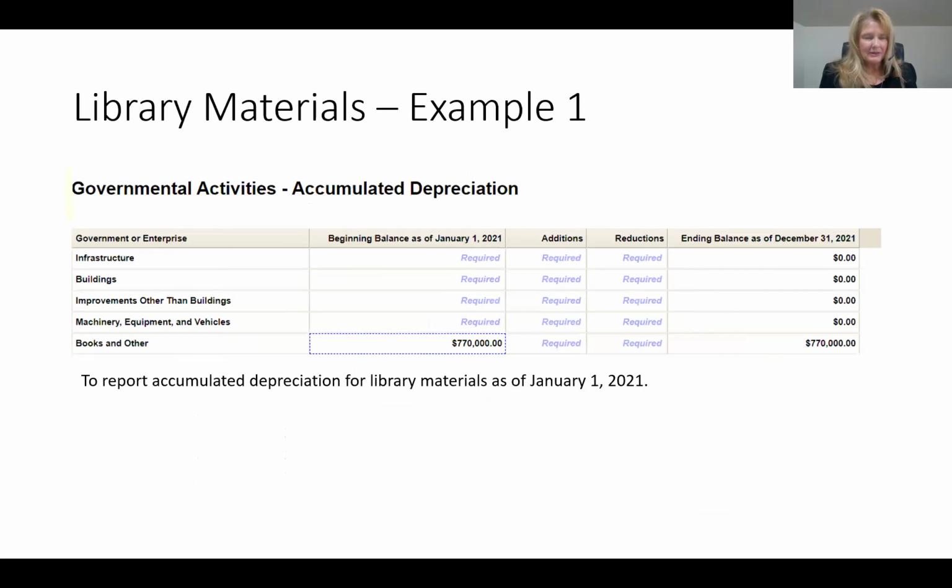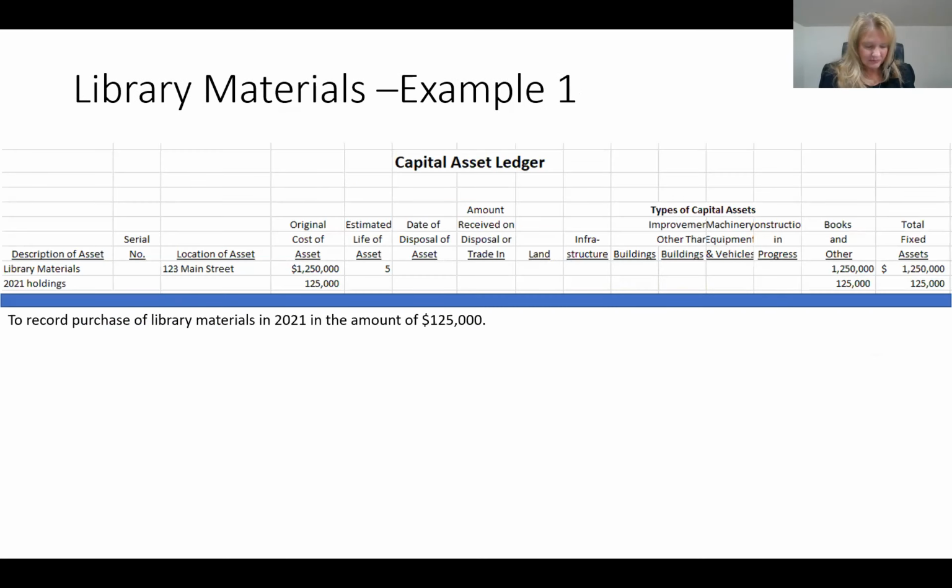So on the next slide, in the annual financial report, in the accumulated depreciation section, I would have books and other of $770,000 for accumulated depreciation as of January 1. And that's not counting any additions and reductions yet. That's just my starting balance, because remember, we need a place to start.